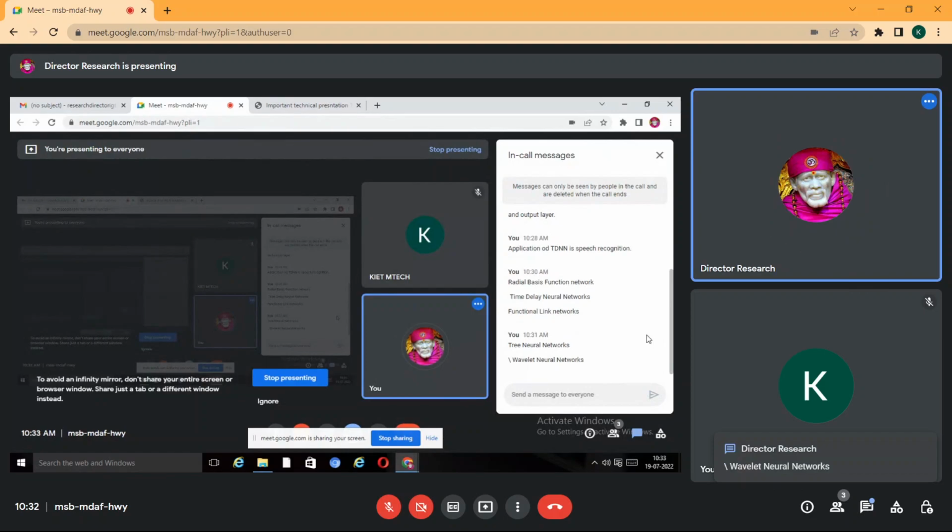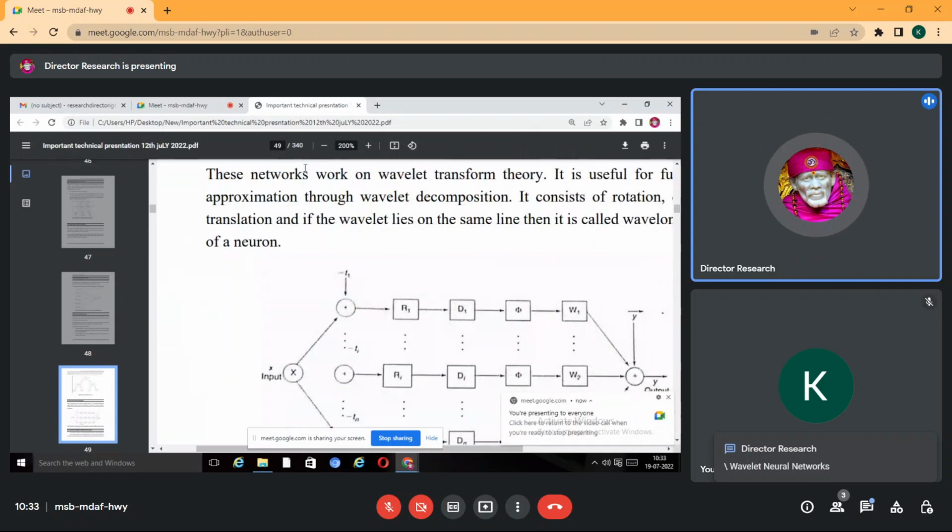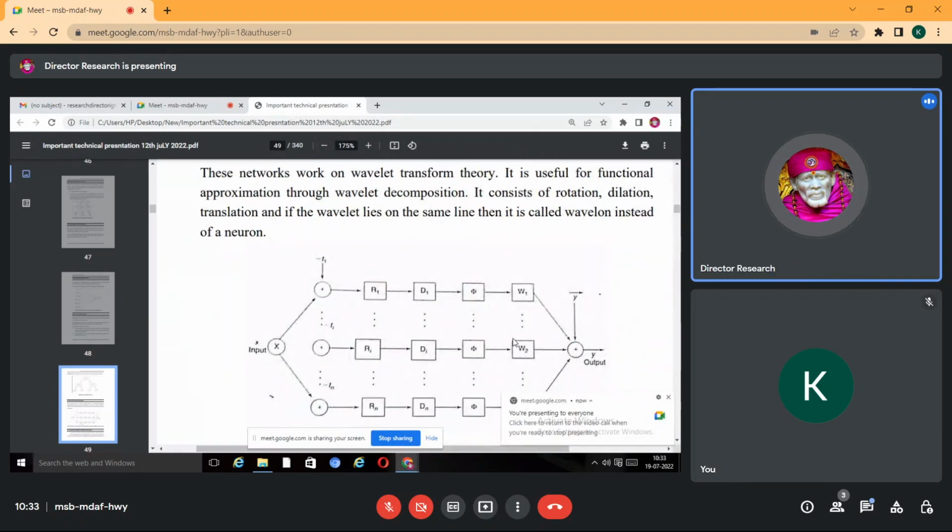Next, the important one is wavelet neural networks. What are wavelet neural networks? These networks are based on wavelet transform theory. Are all of you aware of the mathematical wavelet transforms? Here we apply the wavelet transforms in this network. It is useful for functional approximation through wavelet decomposition. It consists of rotation, dilation, translation, and wavelength, called a wavelon, instead of a neuron.